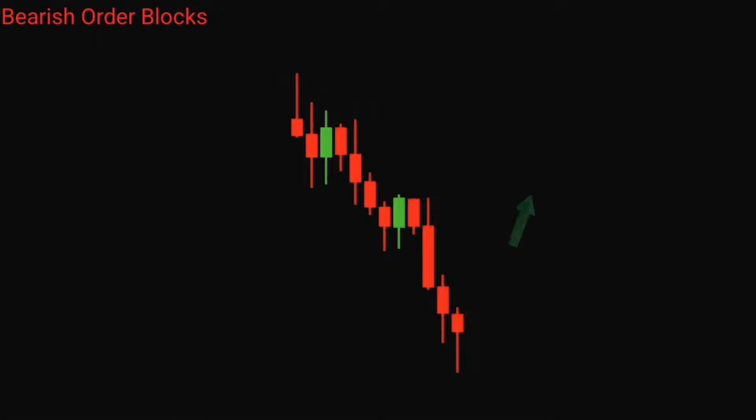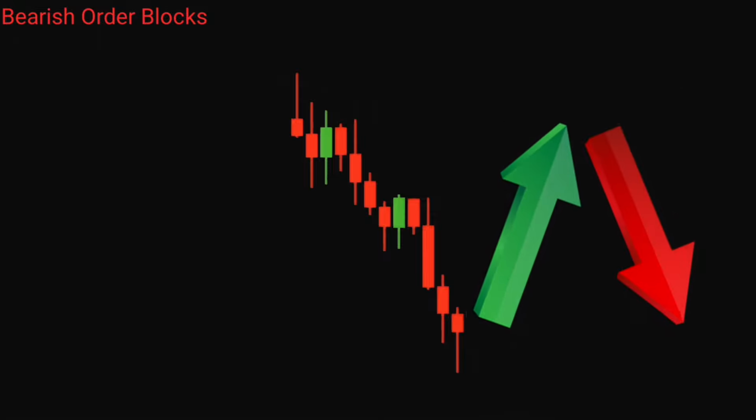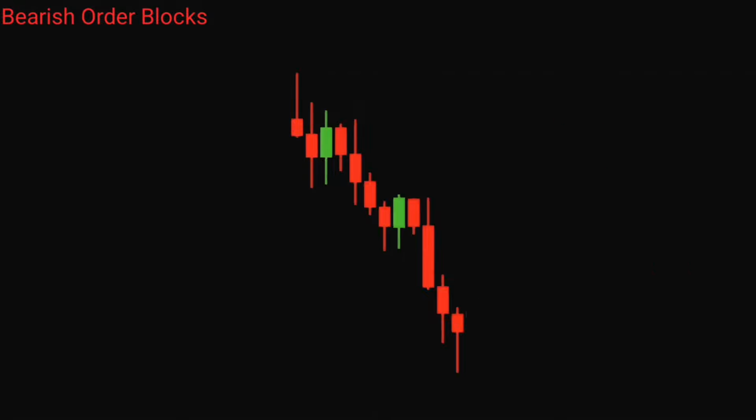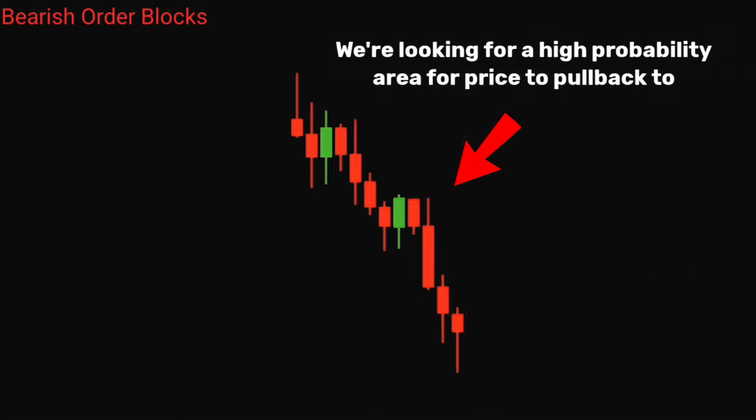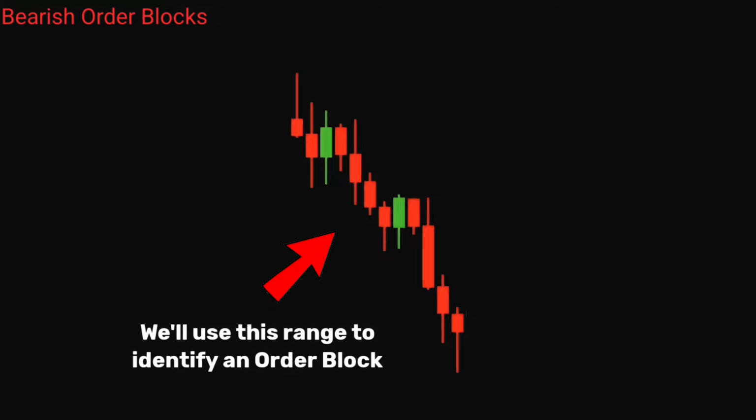So in this situation, the market will eventually pull back before continuing to move back down. So we're looking for a high probability area where the price might retrace to, and that's exactly where we identify and mark out our order block.